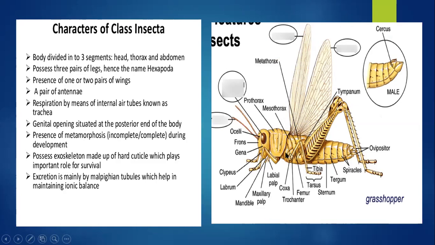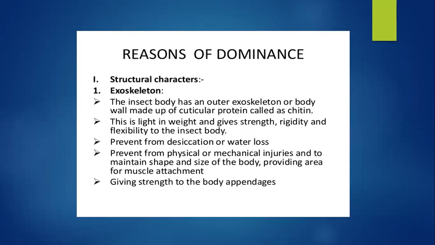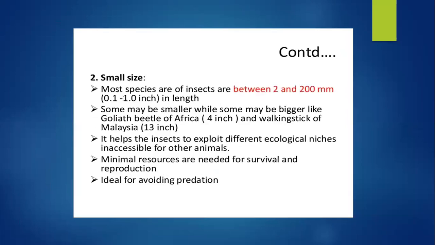So this cuticle acts as an offense and defense mechanism. This helps in movement. This helps in giving the shape. This helps in retaining the water, so the water present inside the body does not go out. The desiccation or water loss is also prevented by the presence of the exoskeletal structure called the cuticle. And it is light in weight. This is the first and foremost reason for insect dominance in this world. Next is the small size.